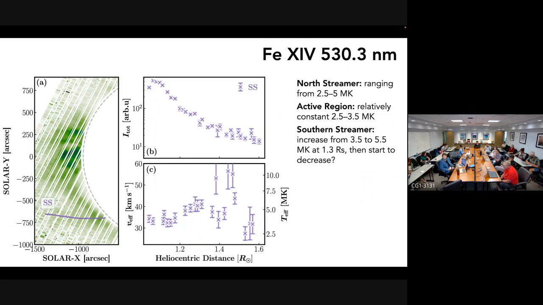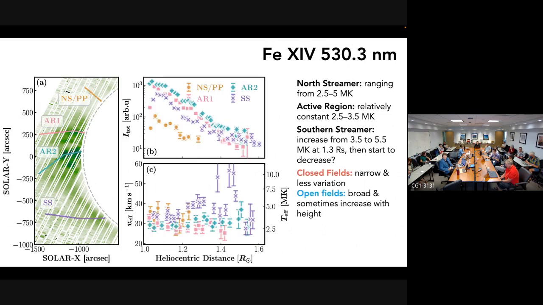At the edge of the southern streamer, we see some increase of the line width between 1.02 and 1.03 solar radii. But above that, the data are really noisy, and it's hard to tell if we see a plateau of the line width or if the line width starts to decrease. So it seems we have very different patterns of line width variation in the closed fields and open fields.